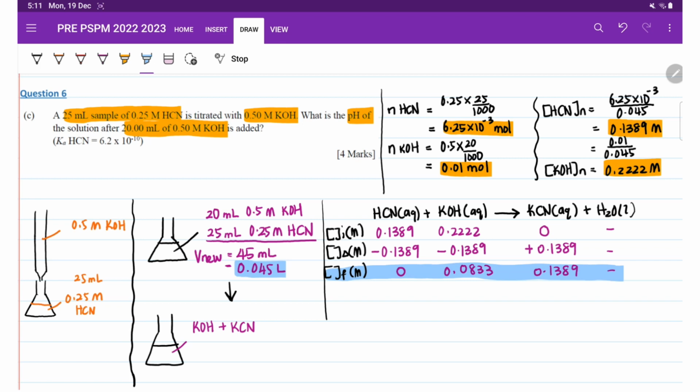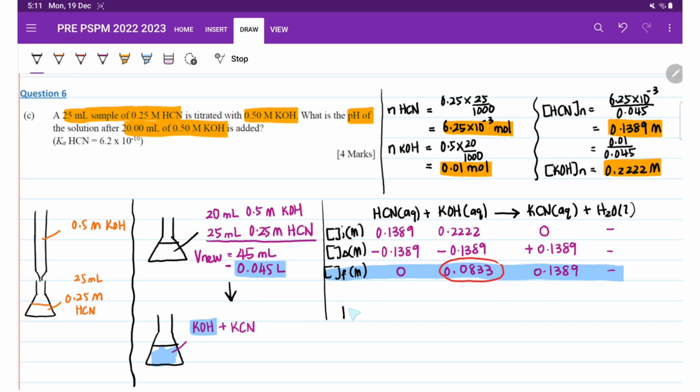So to determine the pH of the solution inside the conical flask at the end, we will determine it based on the concentration of KOH only. So that means we will take the value here, 0.0833 concentration.